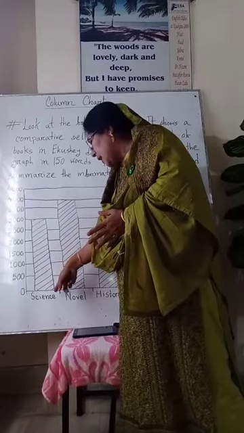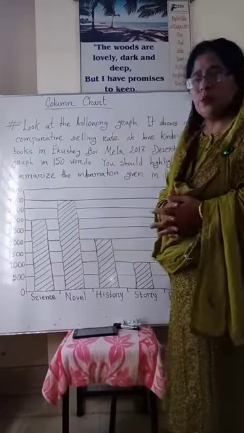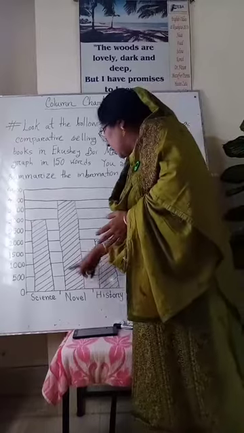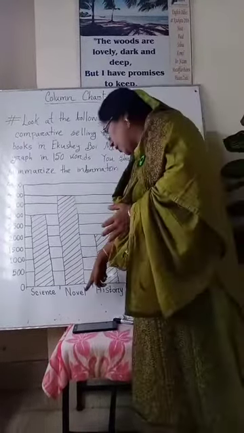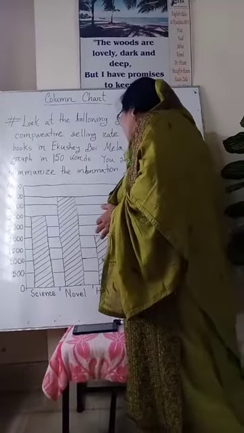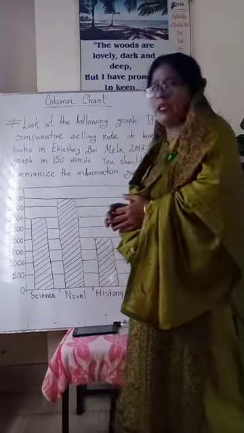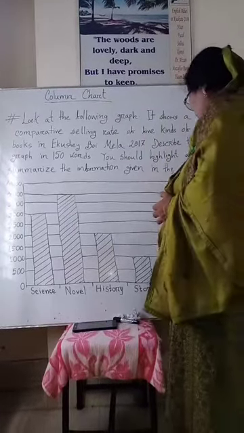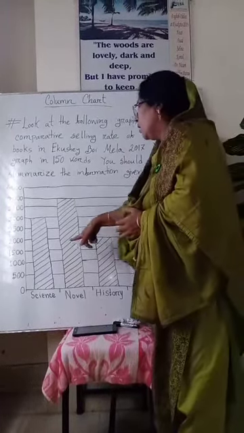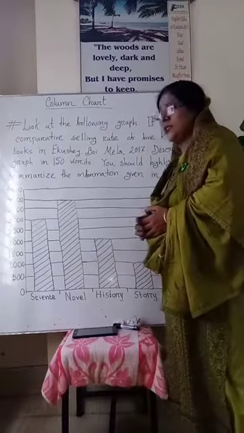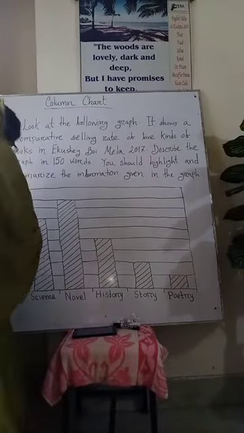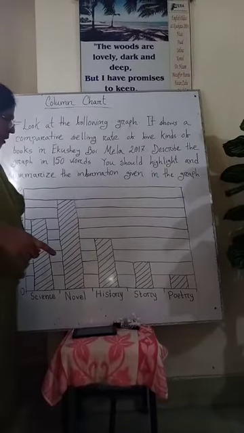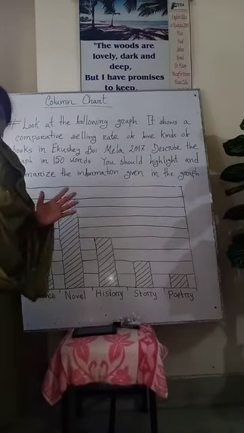3,000 buyers bought science books. Next we find 4,000 buyers bought novels. Next we find that 2,000 buyers bought history books, and 1,000 buyers bought story books, and at last we can say that 500 buyers bought poetry books, only 500.